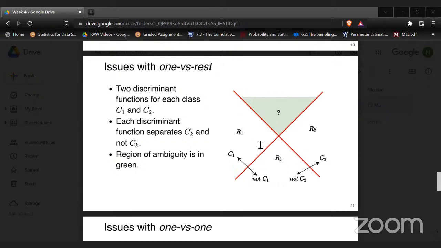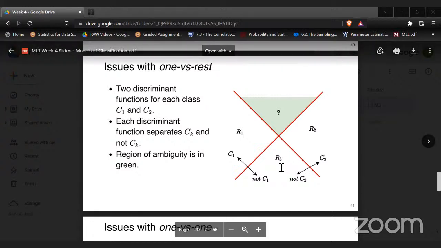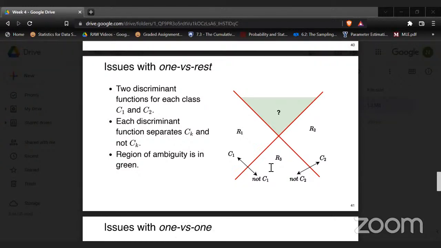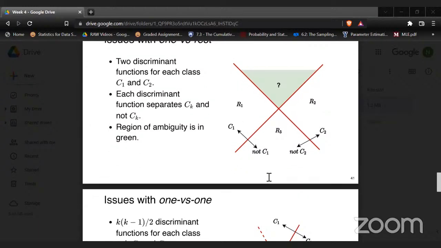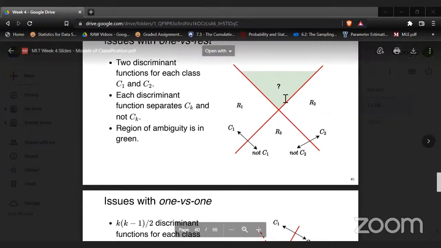Similarly for this one. For this hyperplane it is C1, right? And for this hyperplane it is not C2. Okay. R3 will come, something like a class 3. The region R3, it is not C1 and not C2, right? Yes. So that will come out to be R3, a third class. Yeah, this is the third class. That is why it is not ambiguous. Only this green region is ambiguous.